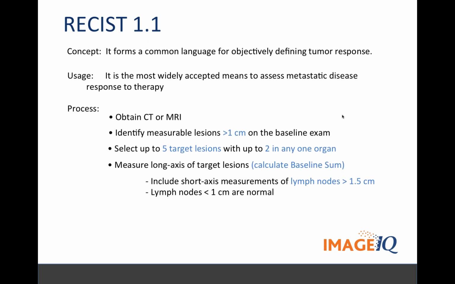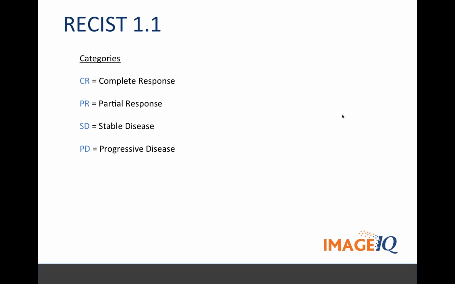You're going to want to measure the long axis of the target lesions to calculate the baseline sum, except, as we said, for lymph nodes, where you measure the short axis. And it's a little quirk that you have to know that the lymph node has to measure at least 1.5 centimeters in short axis on the baseline. That's different than clinical practice. As a radiologist, I can tell you we tend to focus on lymph nodes that are 1 centimeter and larger. So RECIST has strict guidelines, and you need to follow those closely. Then you need to assess your overall response of the non-target lesions, and then categorize the overall disease response.